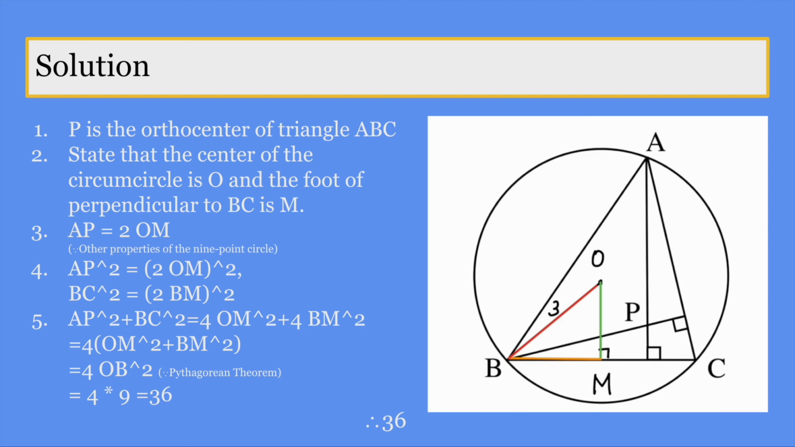Therefore, AP equals 2OM using the other properties of the 9-point circle. Using the same property, AP squared is 2OM squared and BC squared is 2BM squared. The question asked us the value of AP squared plus BC squared. When using the radius of 3 and simplifying the equation by the Pythagorean theorem, the answer is 36.